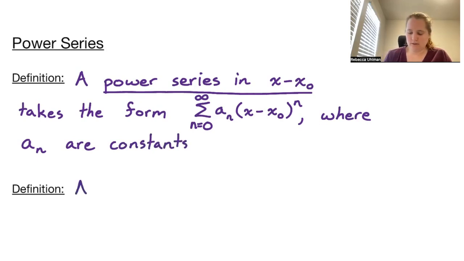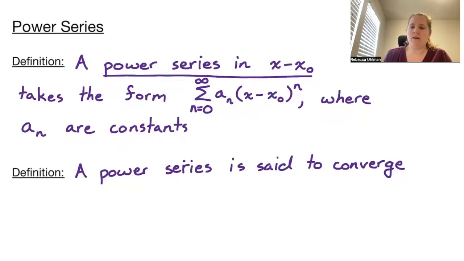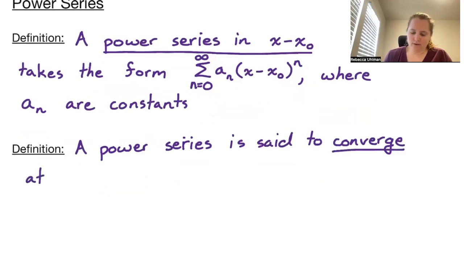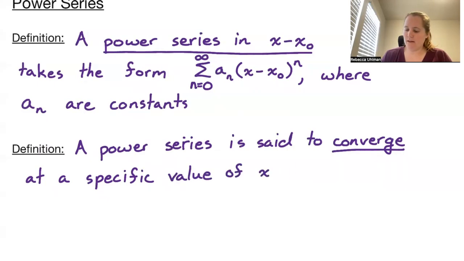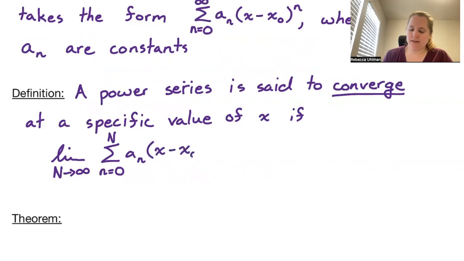A power series is said to converge at a specific value of x if we take the limit as capital N approaches infinity of the sum from lowercase n equals 0 to capital N of a sub n times (x minus x naught) raised to the n, if this limit exists.